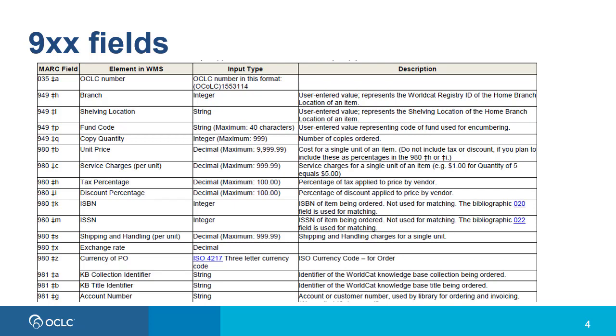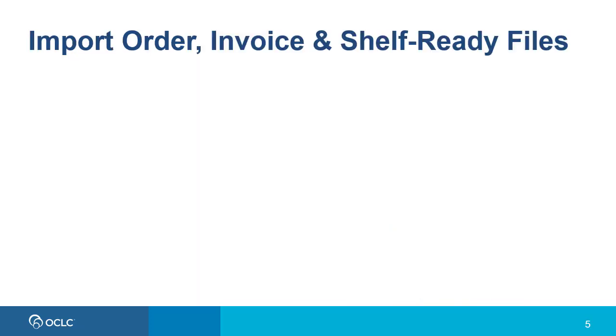There are specific 9XX fields for each type of data. For example, order data files will have branch and shelving locations, fund codes, and order item numbers. Invoice data files will include the invoice number and date and item amounts. And shelf-ready data will include call numbers and barcodes. So after you've contacted your vendor and confirmed that they can send you your files with the required 9XX fields, these are the steps you'd follow to import these files into WMS acquisitions.